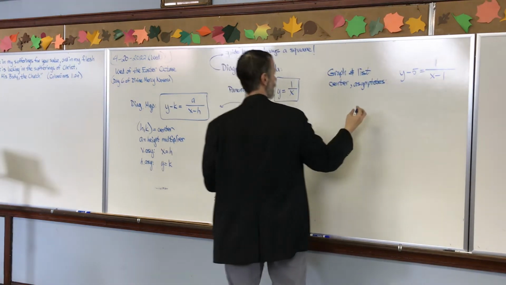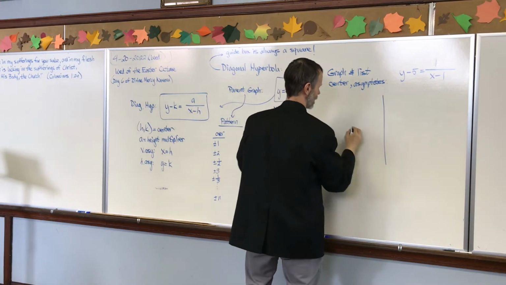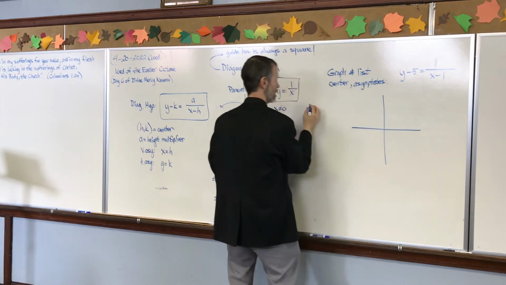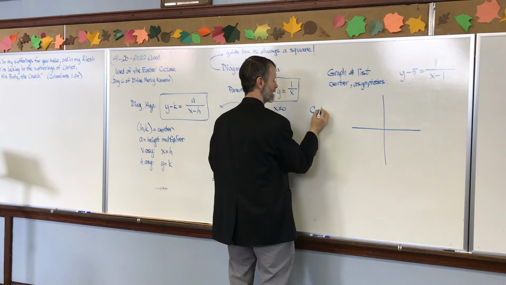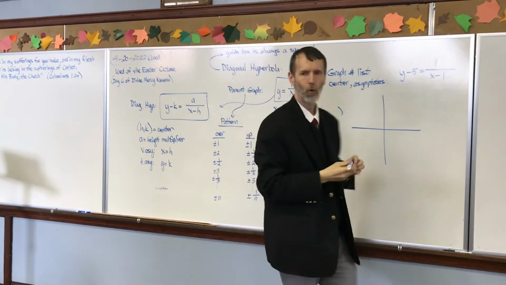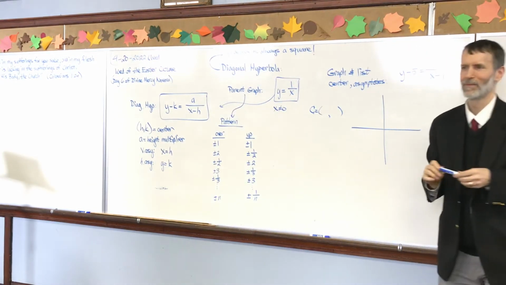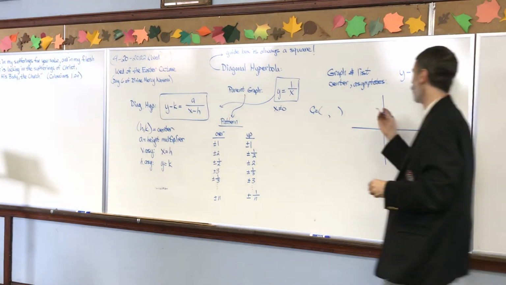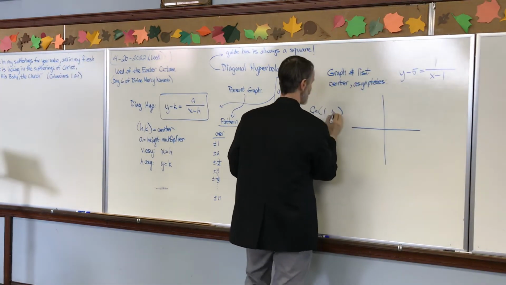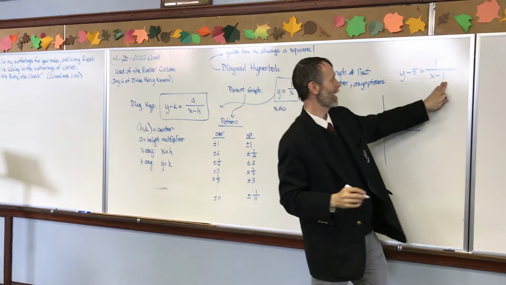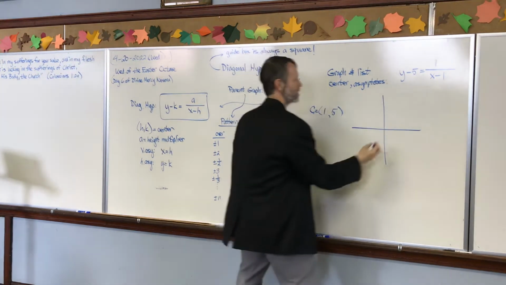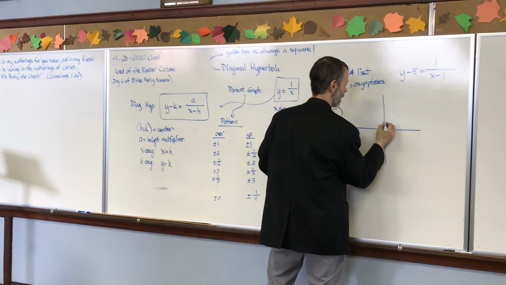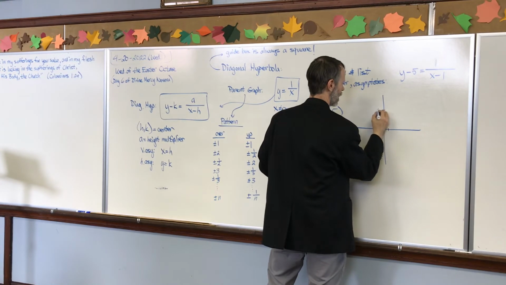Sorry. Can somebody direct me to the center? What comma what? Well, 5, 1. Close. 1, 5. Yes, 1, 5. The x part comes first. H, okay, 1, 5. I would graph that right away. There's your center.